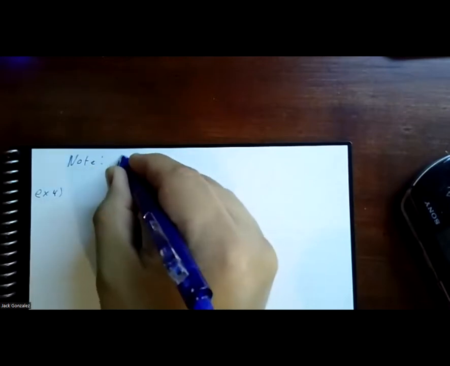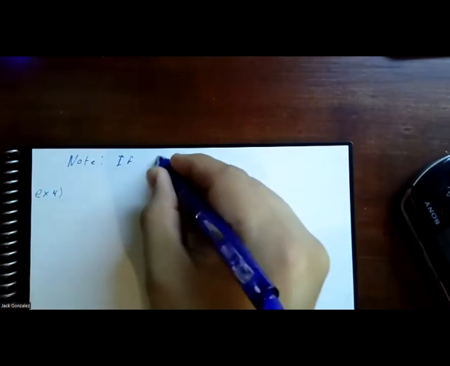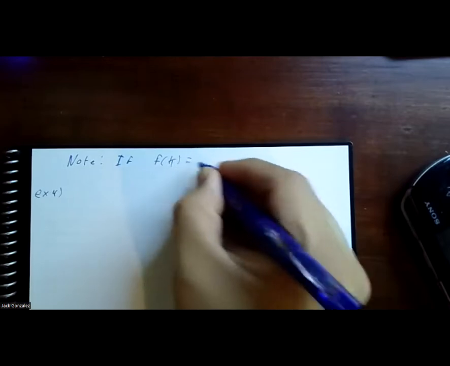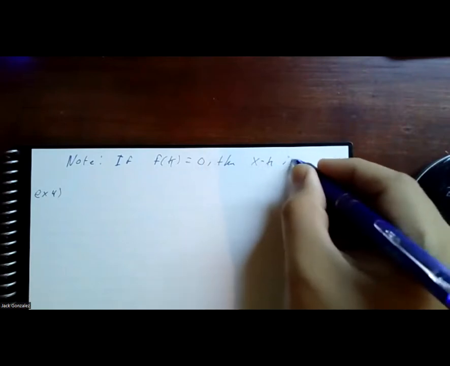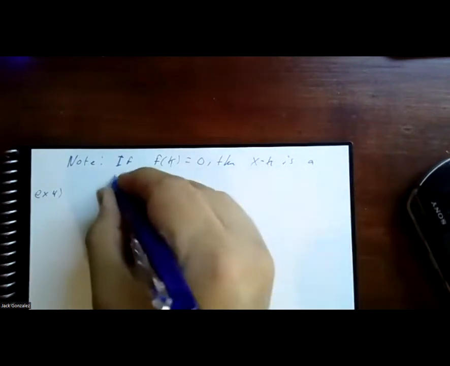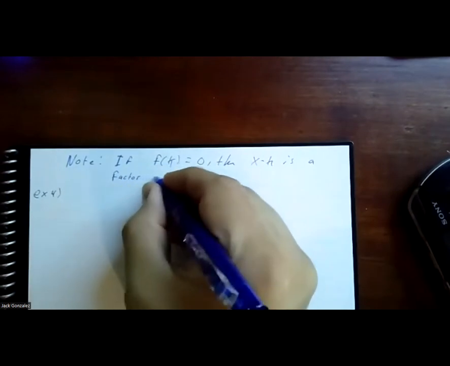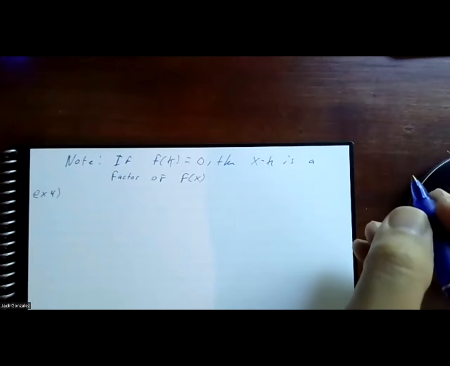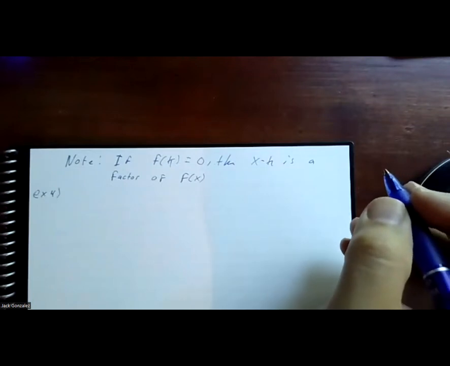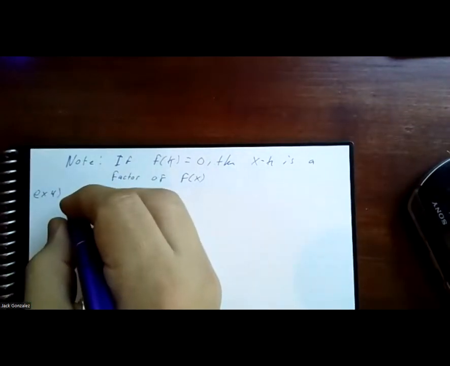Okay, so I'm gonna write you a note. If f of k is equal to 0, then x minus k is a factor of f of x. Okay. That's what we're going to use for this guy.